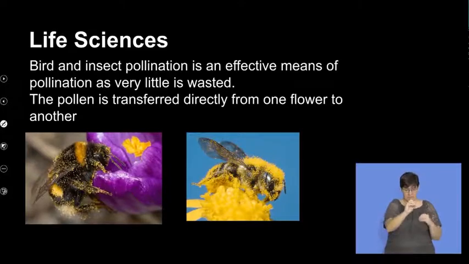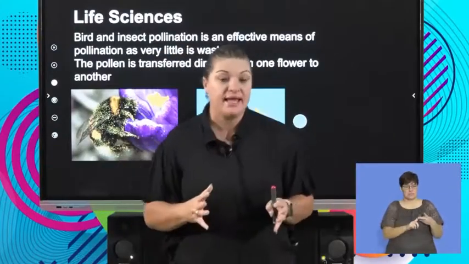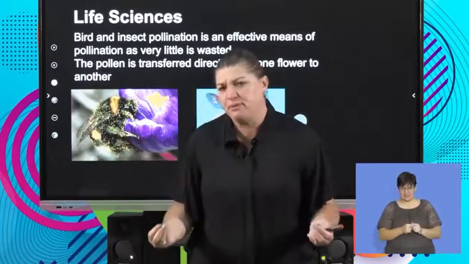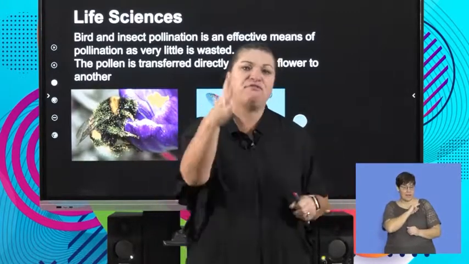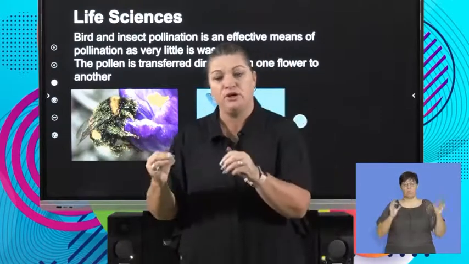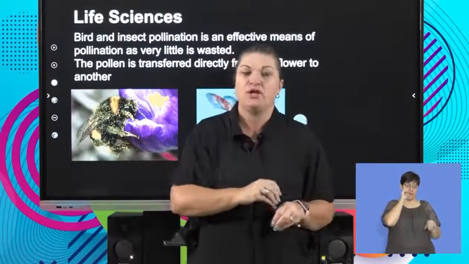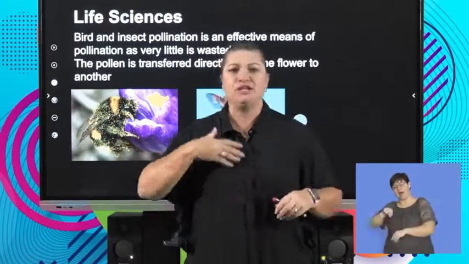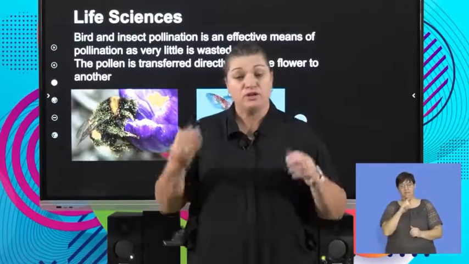So guys, when it comes to birds and when it comes to insects, they're more preferable because they're going to be far more efficient, because a bird or an insect is going to go from flower to flower. So there's more of a guarantee that pollination is going to occur. Because what will happen?